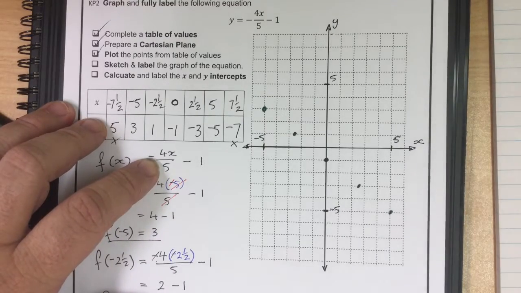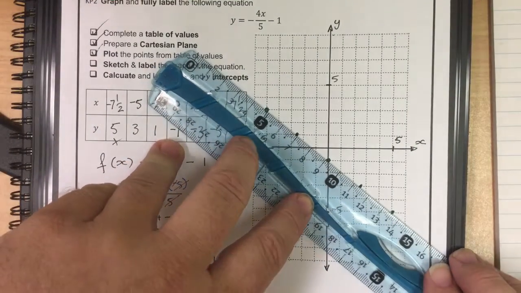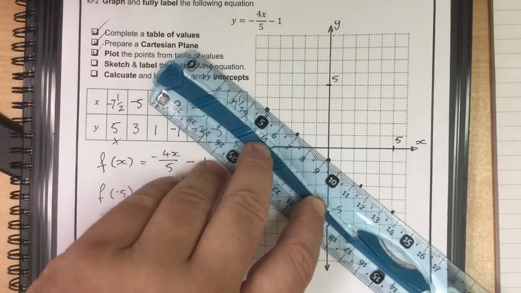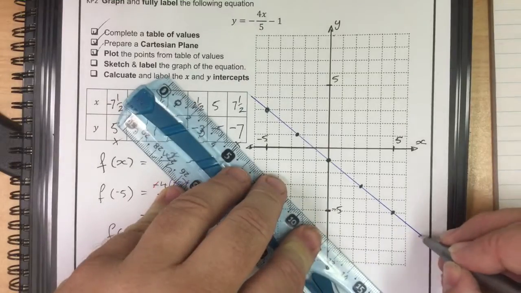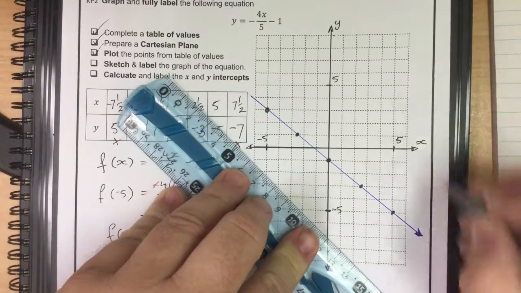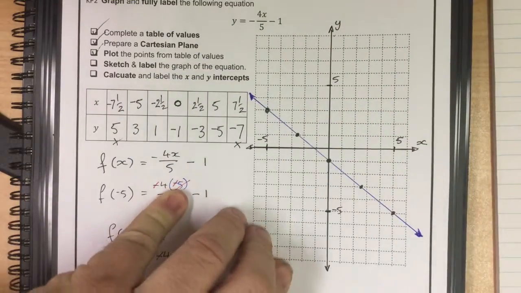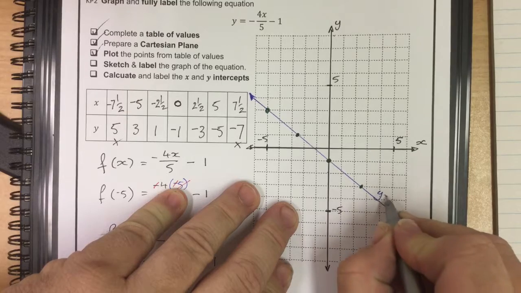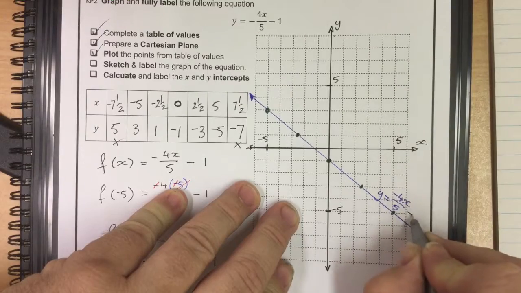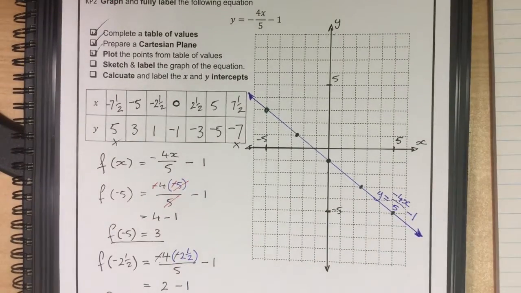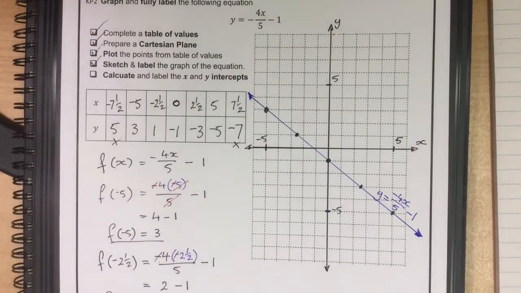The next thing I need to do is I need to sketch and label this equation. So I'll make sure that my points are nicely lined up. I go through each of those little crosshairs on the graph paper. I make sure I draw my, again, this is another continuous line. So I do mark that it goes on forever in both directions. And I do need to label that this is y equals -4x on 5, take away 1. I've sketched, I've labeled the equation. It goes on forever in both directions. I've done point 4 on our list.